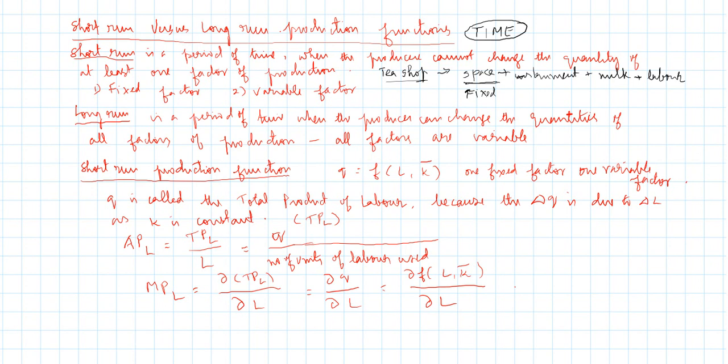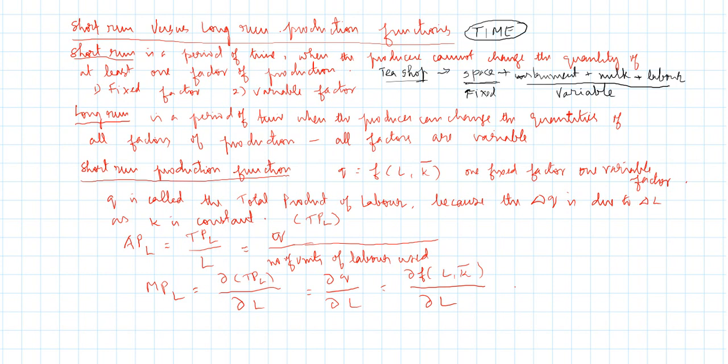So we call that a variable. What happens in the short run is a period of time when the producer cannot change the quantity of at least one factor of production. So he wants to increase the number of cups of tea that he is going to sell, but he can increase only by increasing instruments, milk and labor, but not space in a matter of 6 months.